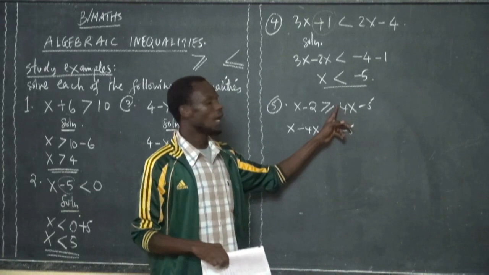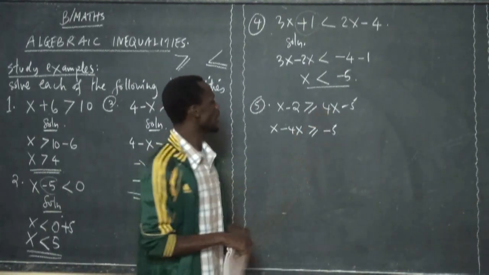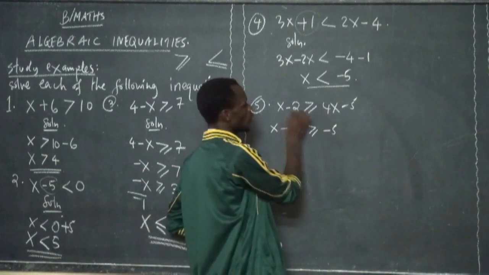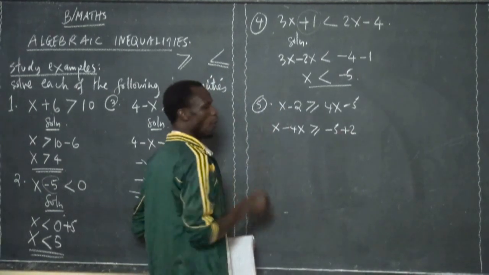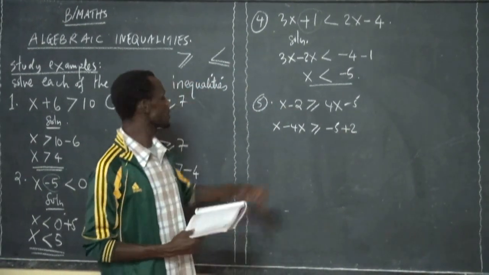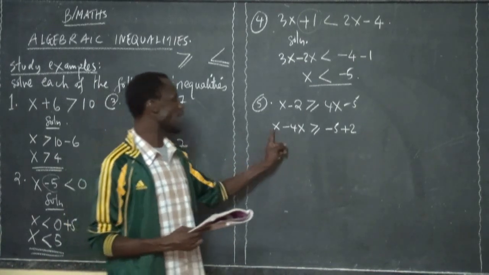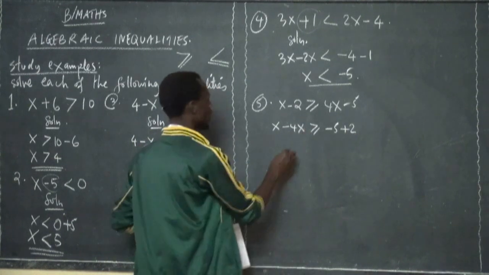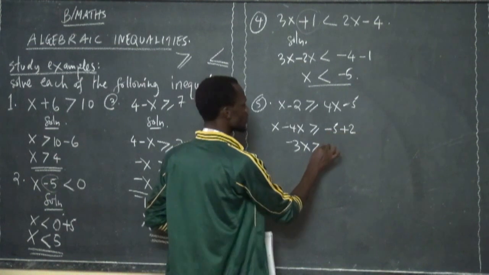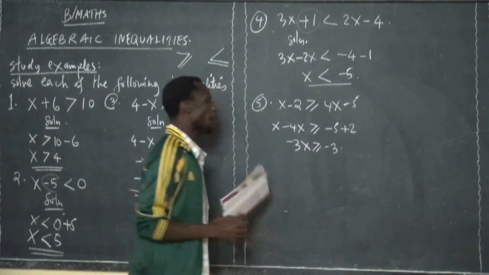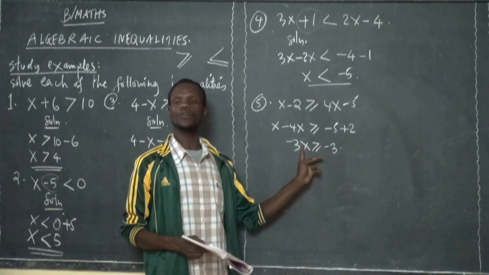Also, this was positive. Now, I have taken this to the other side and it just became negative. Now we have this is negative 2. When it is taken to the other side, it becomes positive 2. Now, this is what we call integers. We apply the principle of integers. Now we have x minus 4x, which means you have negative 3x, is greater or equal to negative 3. But we are not looking for the negative 3x. All in all, we are looking for the value of x.